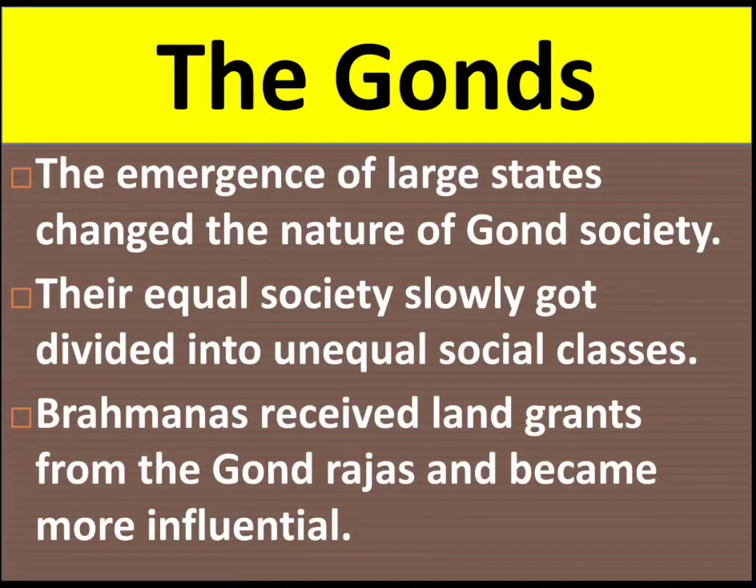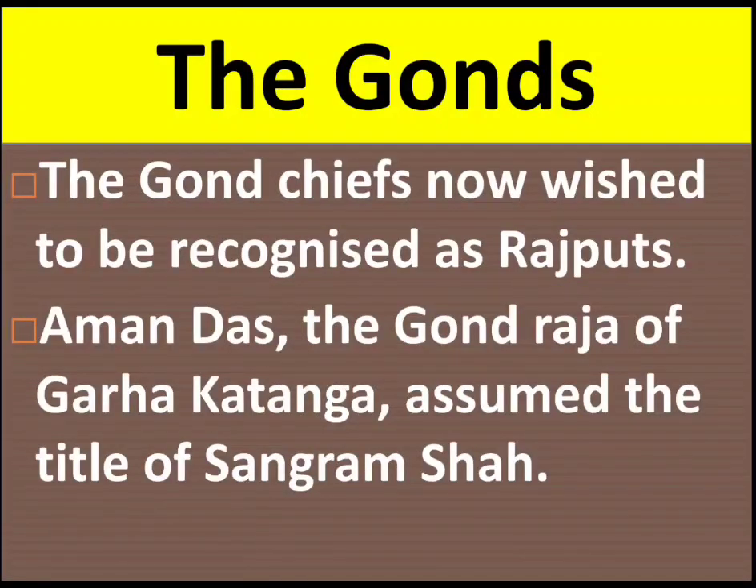The emergence of large states changed the nature of Gond society. Their equal society slowly got divided into unequal social classes. Brahmins received land grants from the Gond Rajas and became more influential and more powerful. The Gond chiefs now wished to be recognized as Rajputs. Aman Das, the Gond Raja of Garkatang, assumed the title of Sangram Shah.